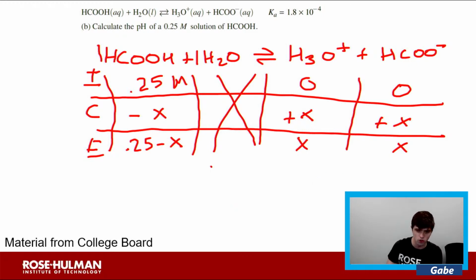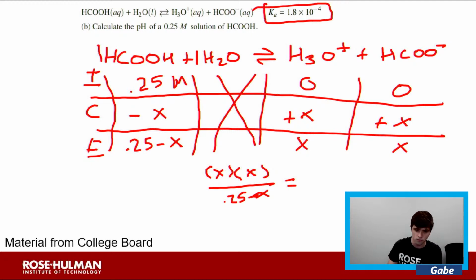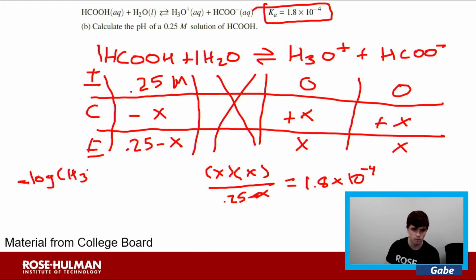So in the top, our concentration of hydronium was X times the concentration of our other, which is X as well, all over 0.25 minus X equals Ka. And right here in the problem, we see we are given the Ka value. So we can just put 1.8 times 10 to the minus 4. Now, what we need to do is solve for X, because when we want to find pH, we do the negative log of our hydronium ion. And that is what our pH will equal. So if X is our concentration of our hydronium ion, we need to solve for X.